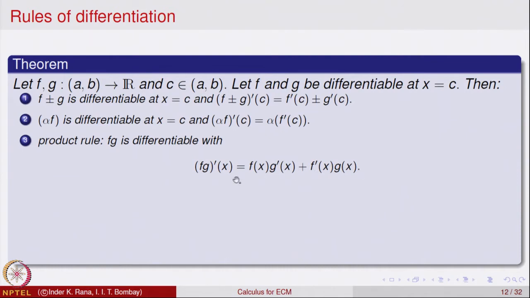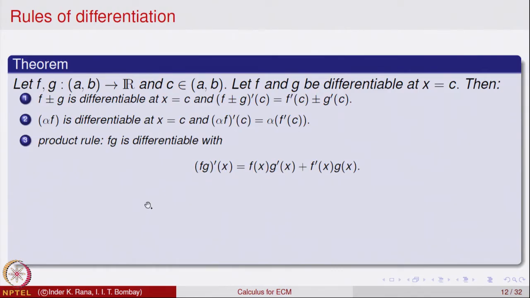You can also try to remember it as there are two functions, the first function and the second function. So, derivative of first into second is equal to first function into derivative of second plus derivative of first into second. So, take one by one and add them. This is called the product rule. This gives us a way of computing the derivative of a product.